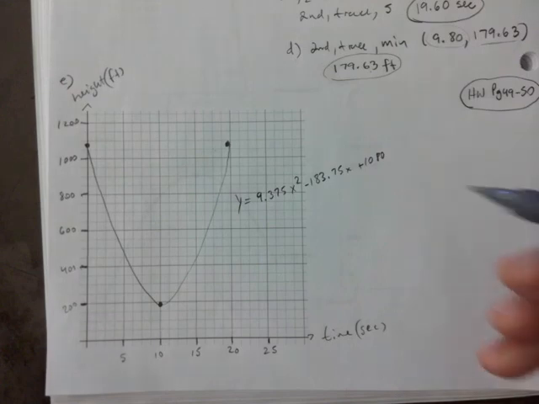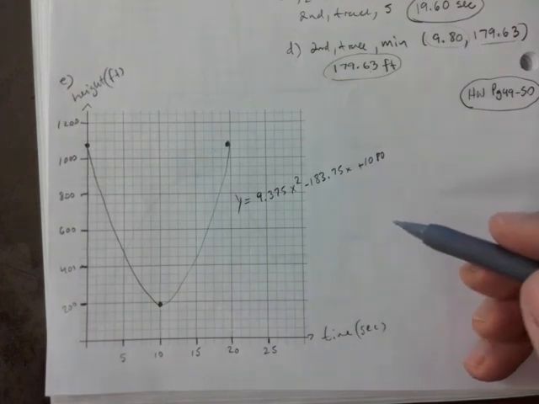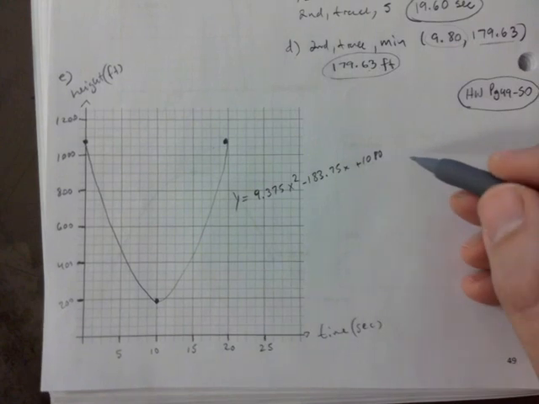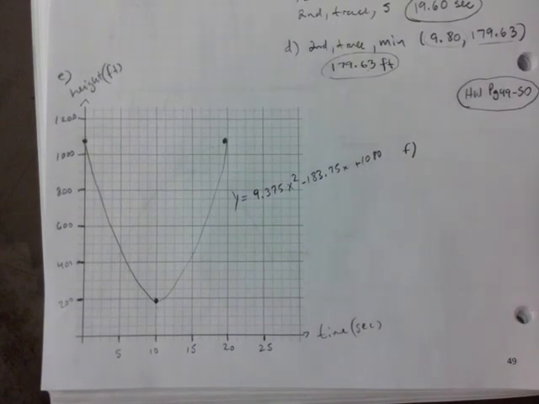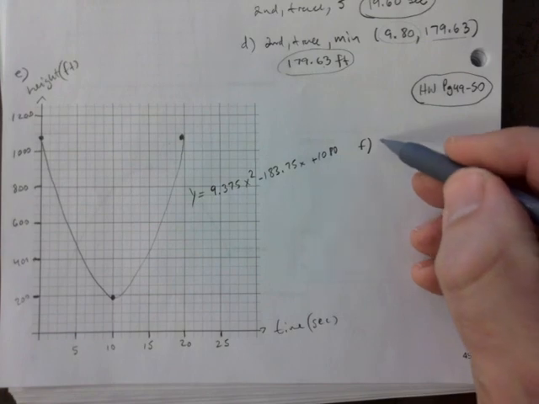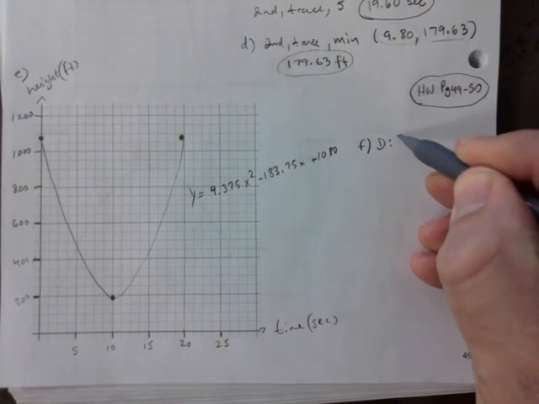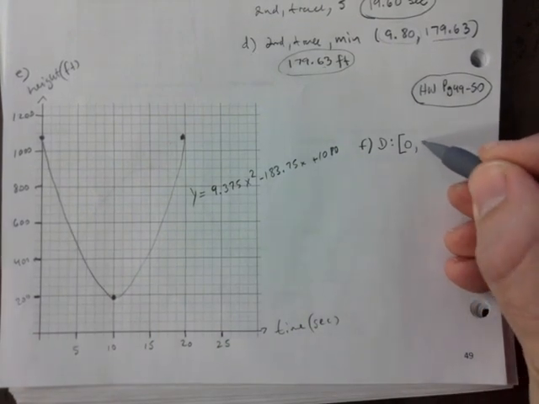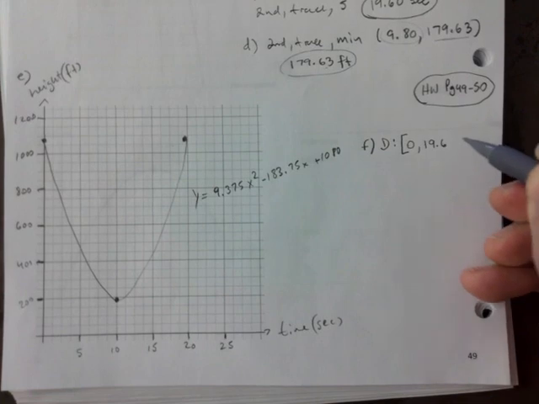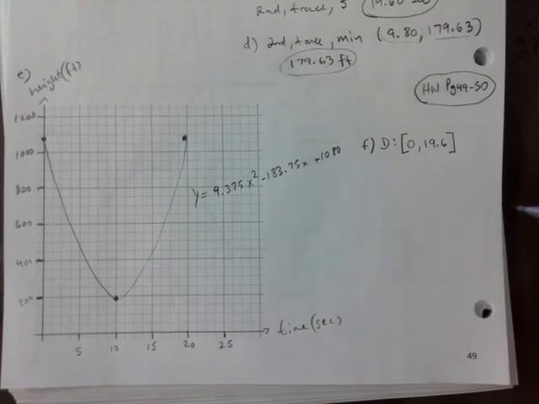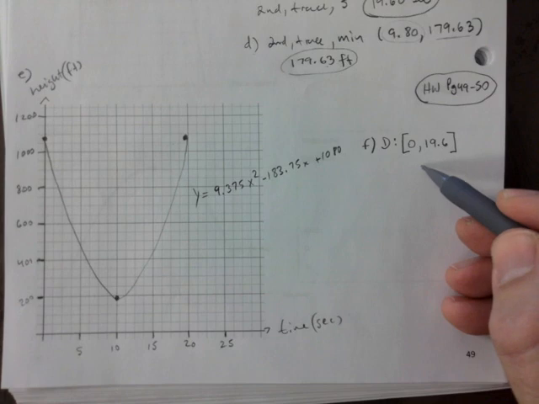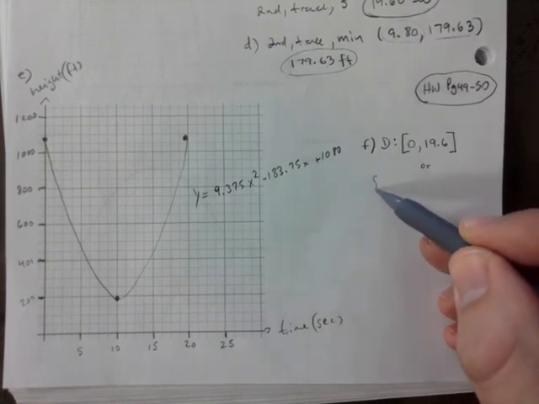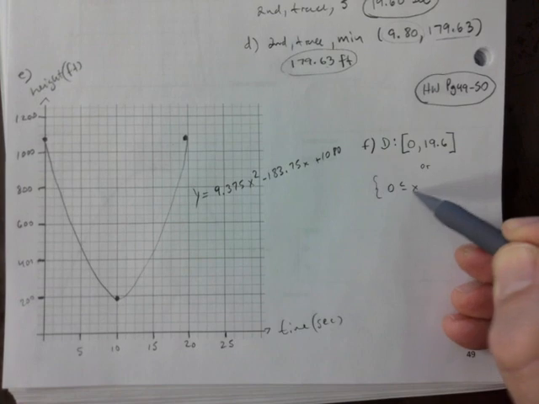F, state the domain and range in both formats. I have to be careful with space here. Just right here would be fine. So F is the domain and range. We're going to do that in both formats. So a graph is great for that. Domain talks about time, and it would be 0 to time 19.6. That's when the story ends. Or you could use this format.